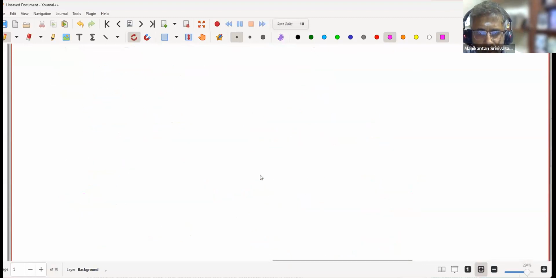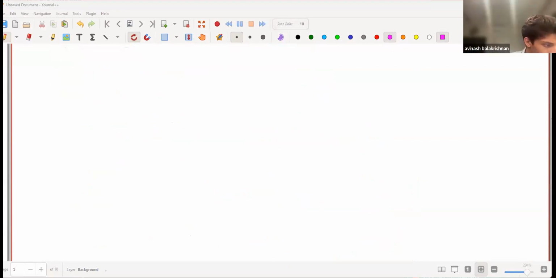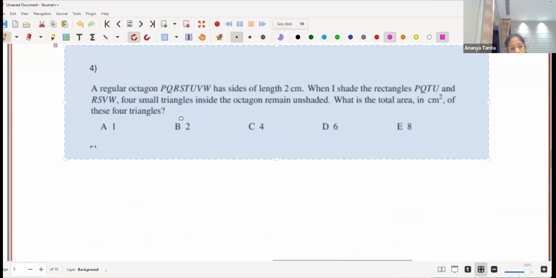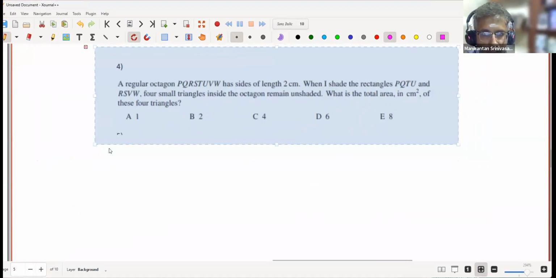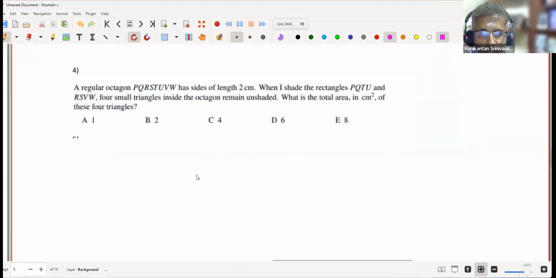Okay, that was question 3. Question 4. What is the area? Avinash, question 4. I got C. Yeah, I also got C. I also got C. Okay. I got D. Okay, let's discuss. I'm glad at least one of you got a different answer, so it makes the discussion feasible.